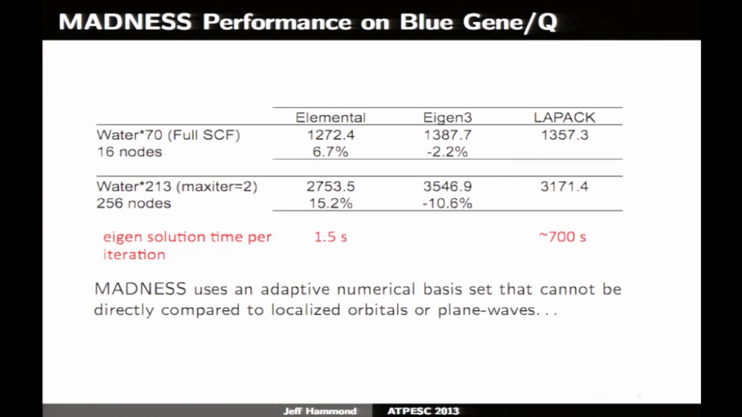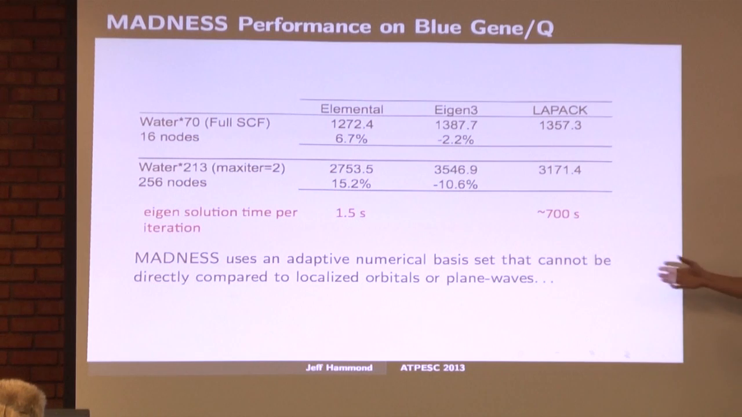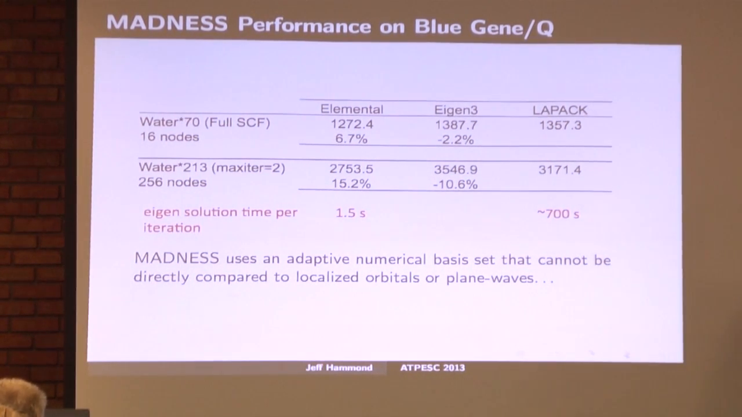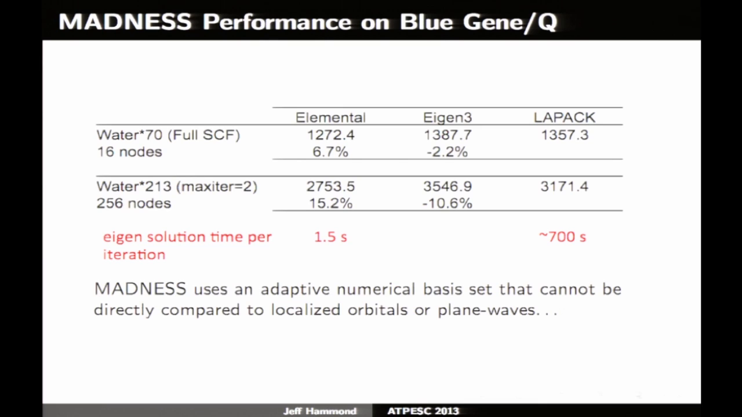Yeah, the other thing in terms of performance, you'll say, well, how does Madness's calculation of 213 waters on 256 nodes compare to NWChem? I really can't tell you, because NWChem solves things in a localized Gaussian basis set. Madness solves things in a pseudospectral, multi-resolution adaptive basis set that has systematic convergence to some full numerical limit. NWChem's convergence is not systematic.